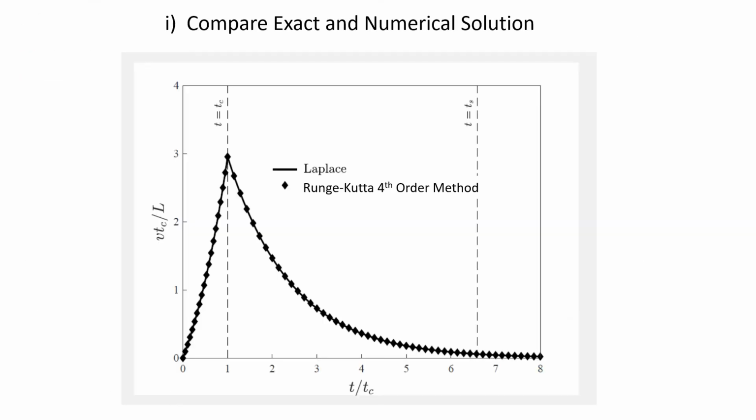So your solution should look like this one. We will have Runge Kutta and also the analytical solution calculated by the Laplace transform. Your x-axis should be t, and the y-axis should be v. You can also draw it normalized by tc, the shutdown time, and normalized by L over tc. Okay. So it should look like this one, and you can compare this one.